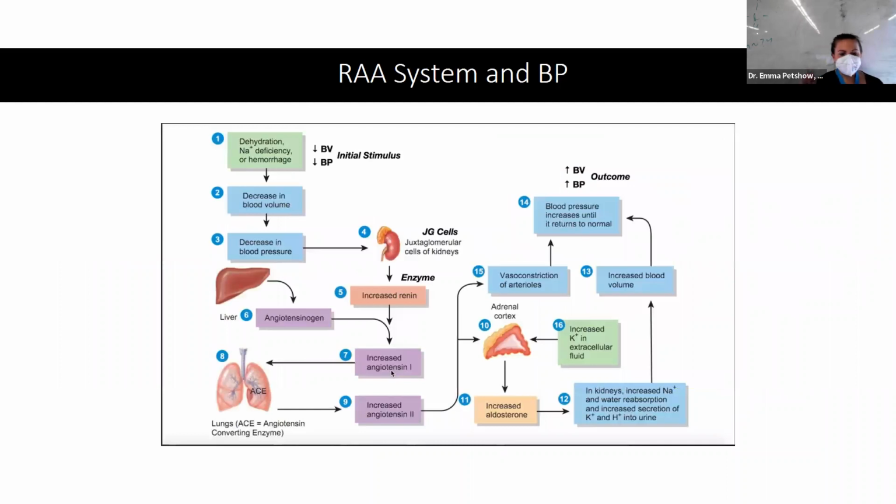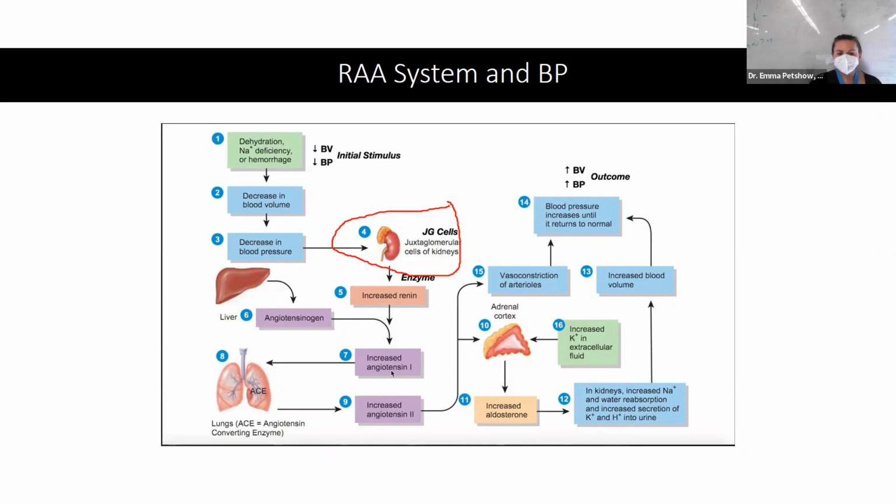So specifically looking at, okay, let's look at just blood pressure and the renin angiotensin aldosterone system, RAA system. So we see maybe a state of dehydration, sodium deficiency, or hemorrhage. So we have low blood volume, low blood pressure. That's our stimulus. Then our juxtaglomerular cells of the kidneys are going to notice that, and they're going to increase secretion of renin. Our liver is producing angiotensinogen all the time.